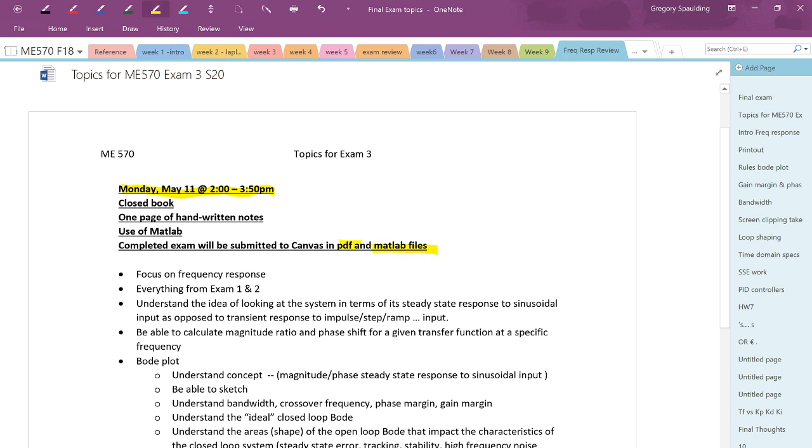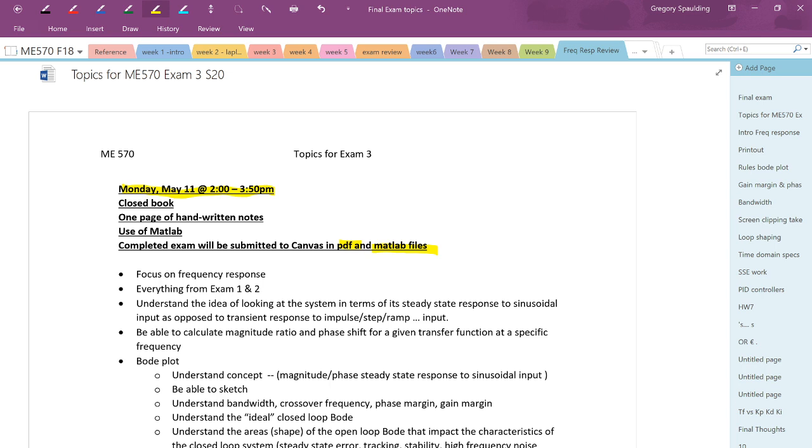We had some issues with this last time on exam 2. There were a number of you that had trouble with the MATLAB files and also with the scanning. So take some time, figure that out before the exam.